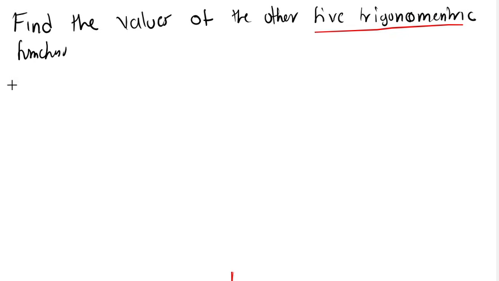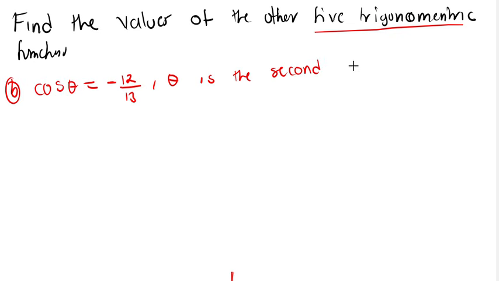And then the second question, you may be given it in this way. They can say cos theta is equal to negative 12 over 13. Then theta is in the second quadrant. Is it okay? So it is in the second quadrant. So you do the same thing. The most important thing is that you draw, because if you don't draw, it will be very hard for you to answer that question. So it's better you draw.